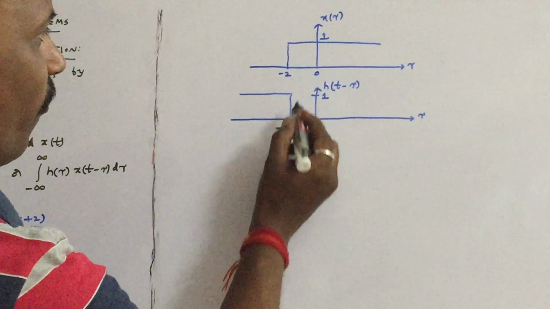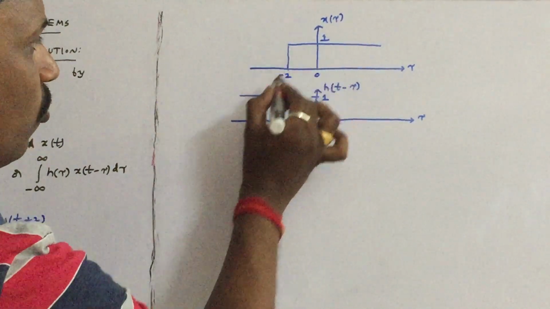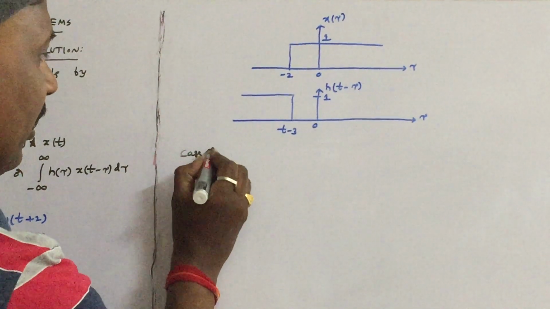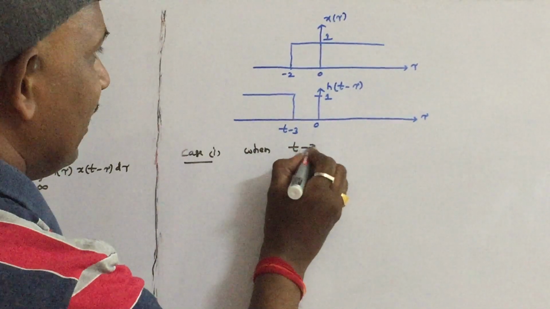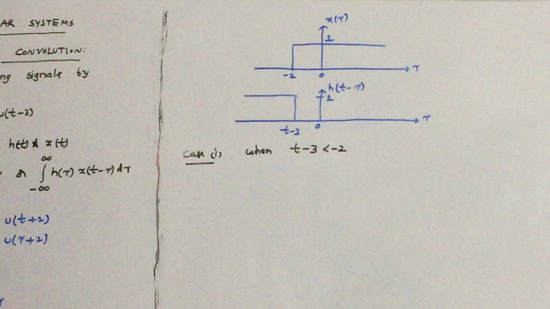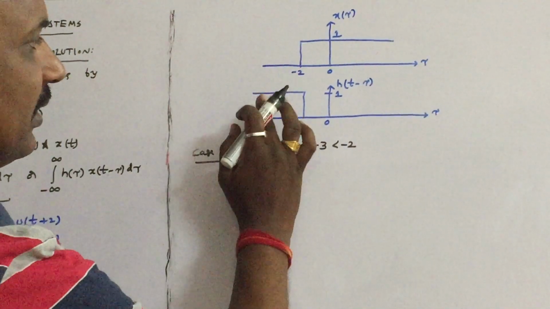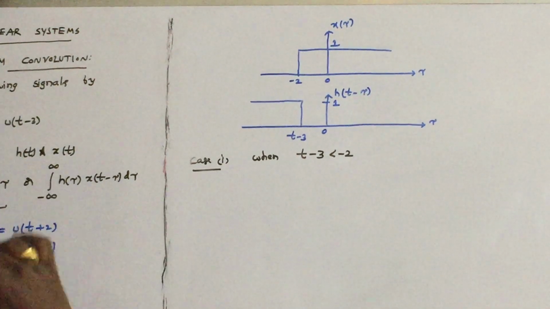So therefore when t minus 3 is less than minus 2, these two graphs will not overlap. That is the first case we have to take. We keep x of tau as it is and move the second graph from the left side to the right side. That is what we have to do.